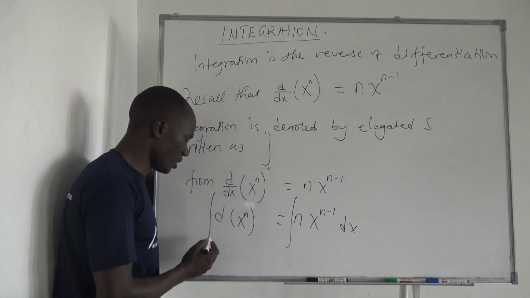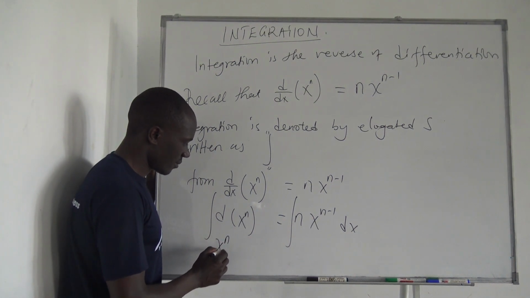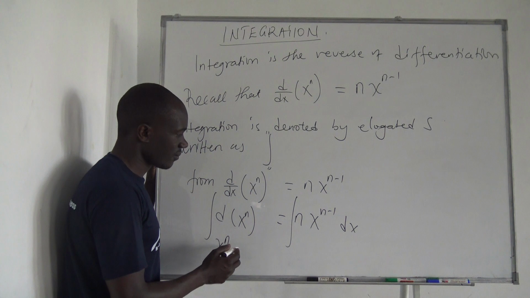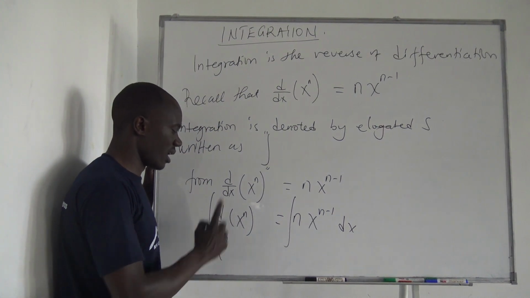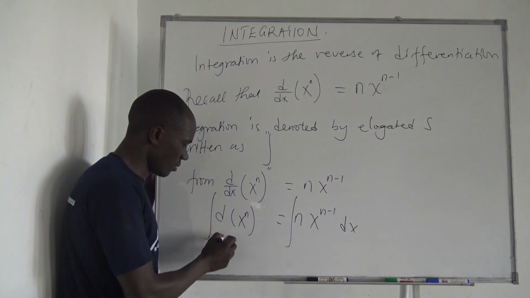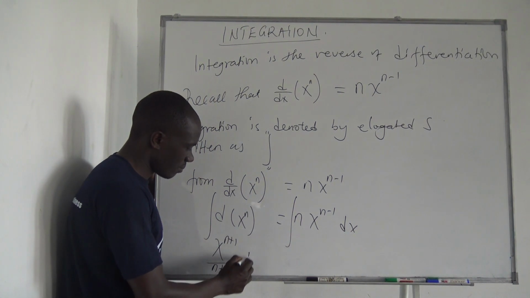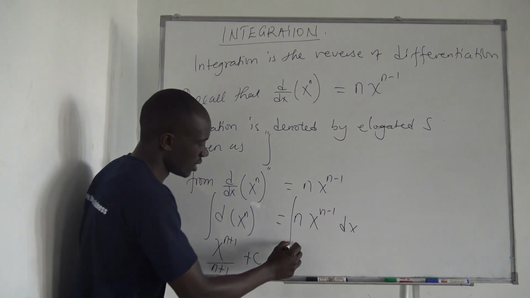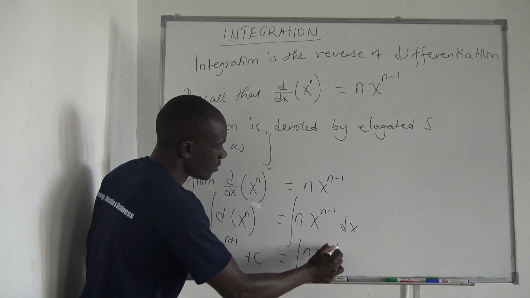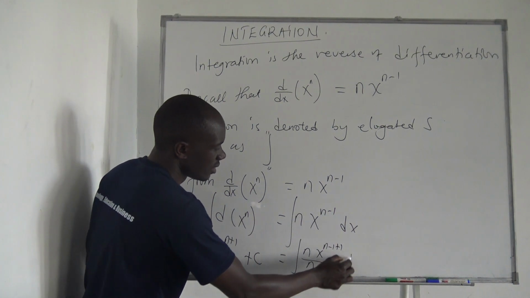When you integrate, what happens? This d dies with the integral, we remain with x power n. So when we are integrating, we add 1 to the power, then we divide by the new power. Add 1 becomes n plus 1, divided by the new power, which is n plus 1, plus c. This becomes the integral of n x power n minus 1. We said you add 1, divided by the new power. Negative 1 plus 1, you remain with only n dx.